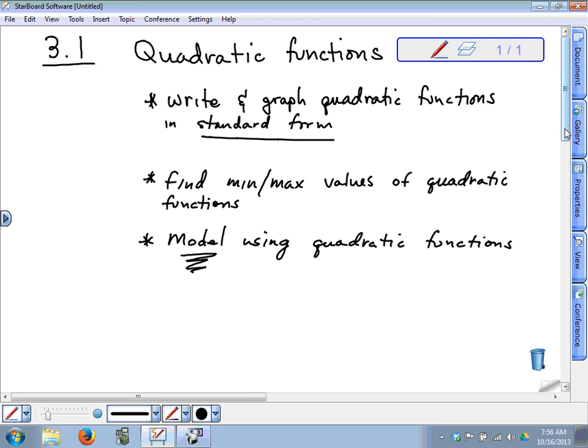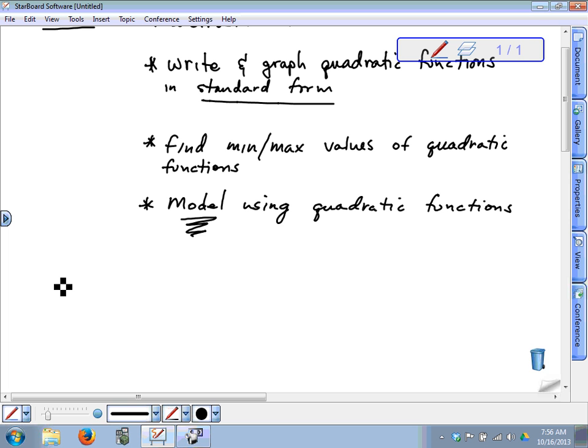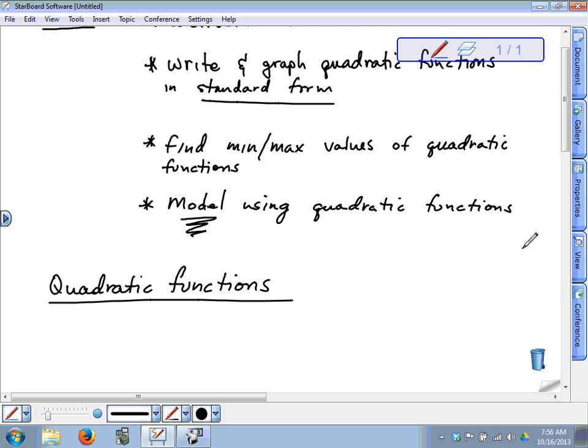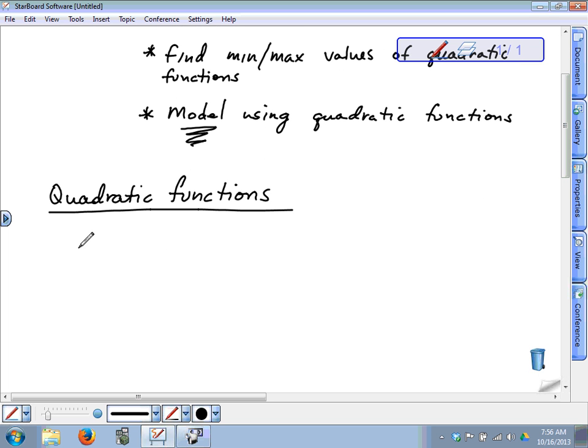We'll start with objective 1, standard form. So you're used to seeing quadratic functions that look like this: f of x equals ax squared plus bx plus c. That's a quadratic function.